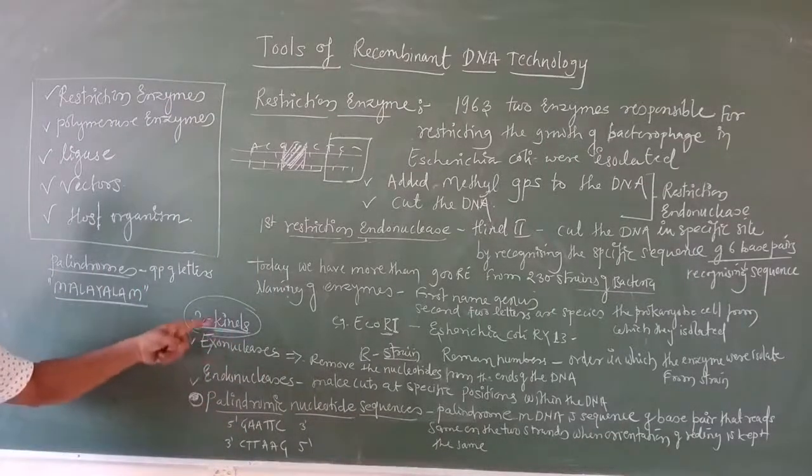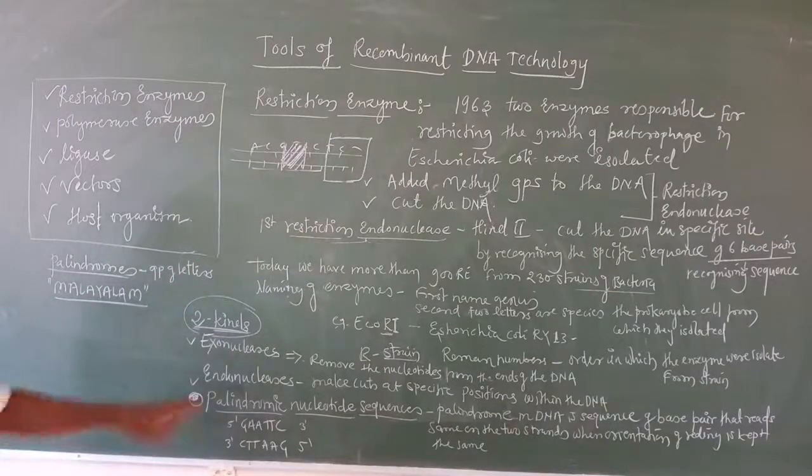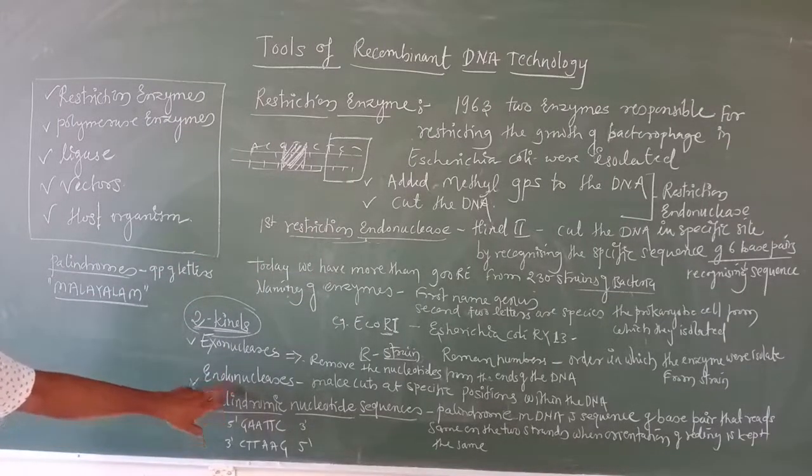These are the two kinds of restriction endonuclease: one is exonuclease, another one is endonuclease. Exonuclease, what are they going to do? They are going to remove the nucleotides.